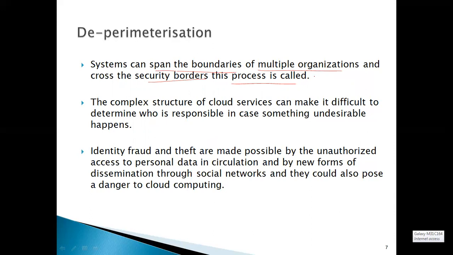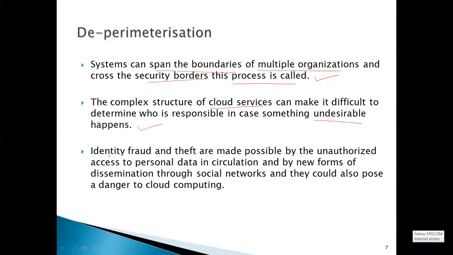This process is called de-perimeterization. So here in cloud computing, the complex structure of cloud services can make it difficult to determine who is responsible in case something undesirable happens. If the cloud services work perfectly, then there are no issues. But if there is a difficulty in the complex structure, the question will arise: who is responsible in case something undesirable happens? So this is also one of the issues in cloud computing.